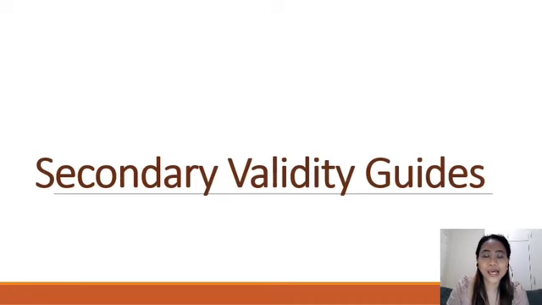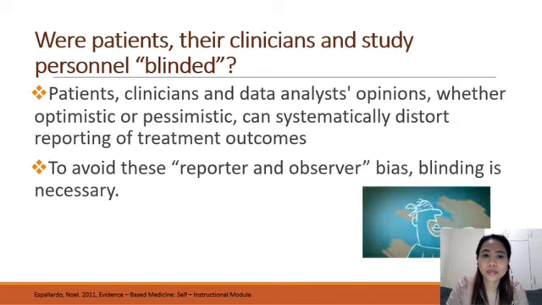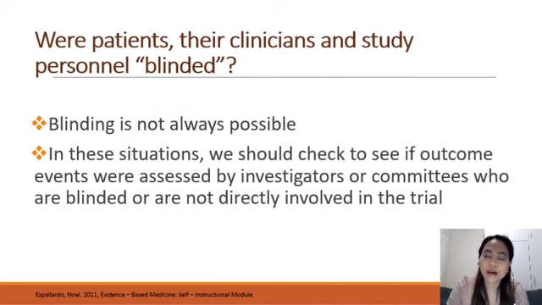We now go into the secondary validity guides. The first question is regarding blinding. Blinding is concealment of intervention. This is done to avoid bias from patients, clinicians, and study personnel. However, blinding is not always possible for patients and clinicians, such as when the intervention is a surgical procedure. In these situations, we should check if outcome events were assessed by investigator committees who are blinded or are not directly involved in the trial.